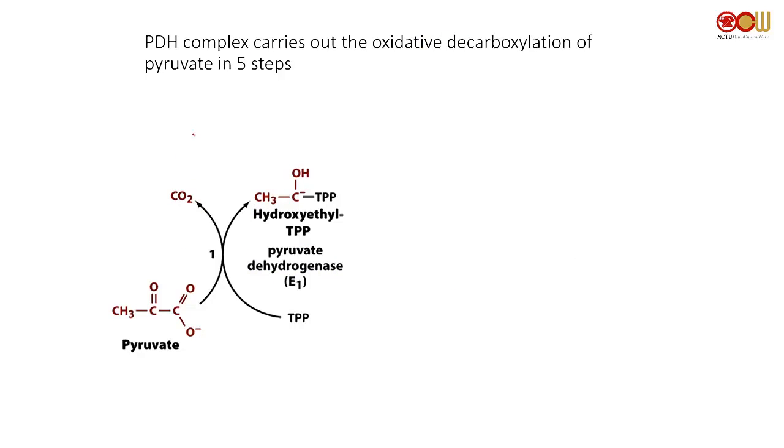All right. The PDH complex carries out the oxidative decarboxylation of pyruvate in 5 steps. It's one enzyme, but it actually has 5 steps in it. The first step is where pyruvate comes in, and you have the enzyme pyruvate dehydrogenase, essentially E1, which uses TPP as its cofactor. TPP attacks pyruvate, and that mechanism is almost identical to the one we talked about in pyruvate decarboxylase. You kick out the CO2, and you're left with a hydroxyethyl group on the TPP. Temporarily, you have an intermediate that looks like that.